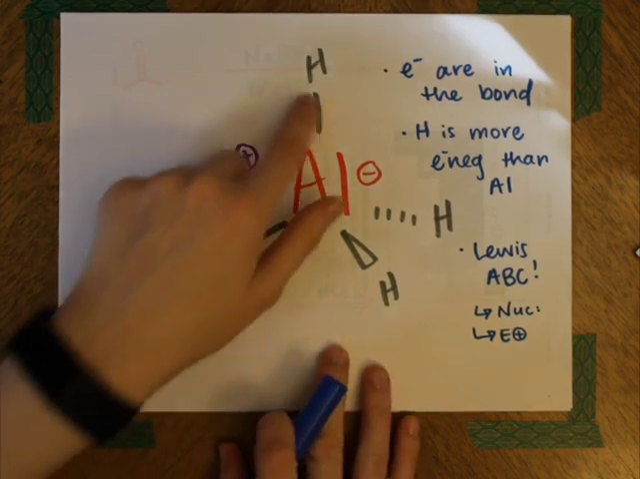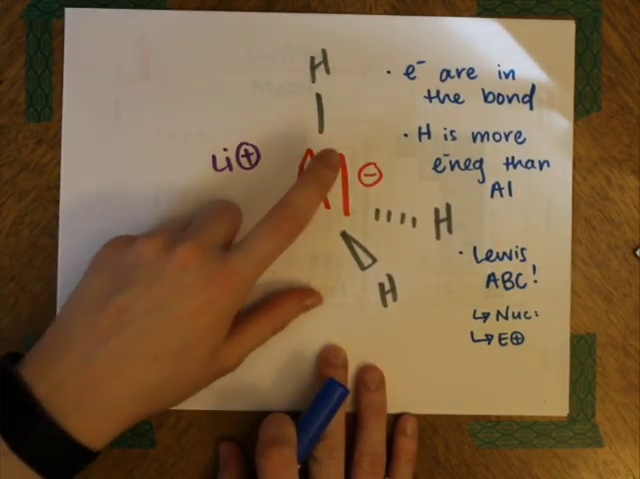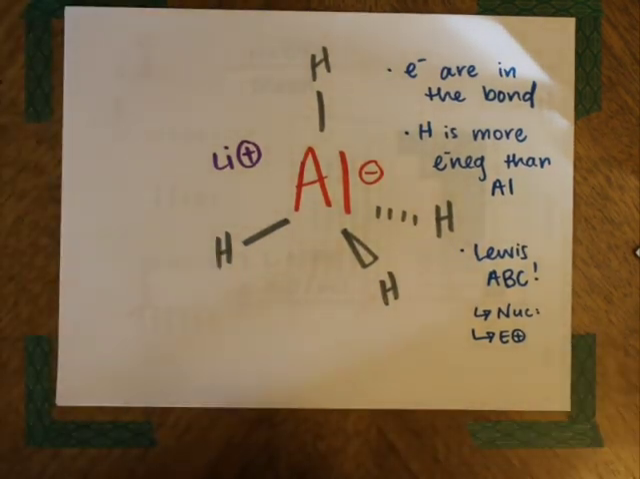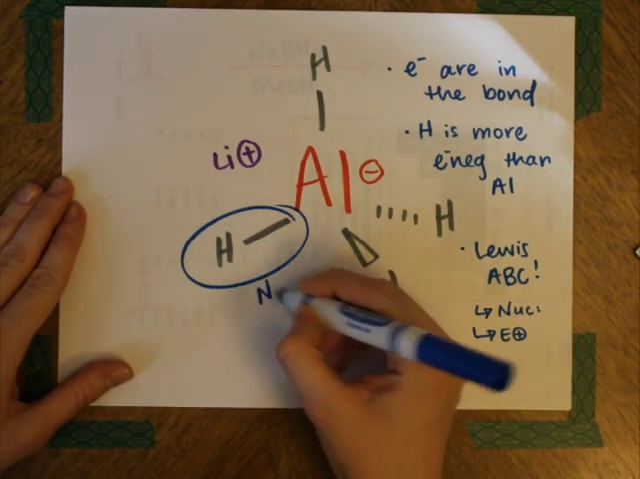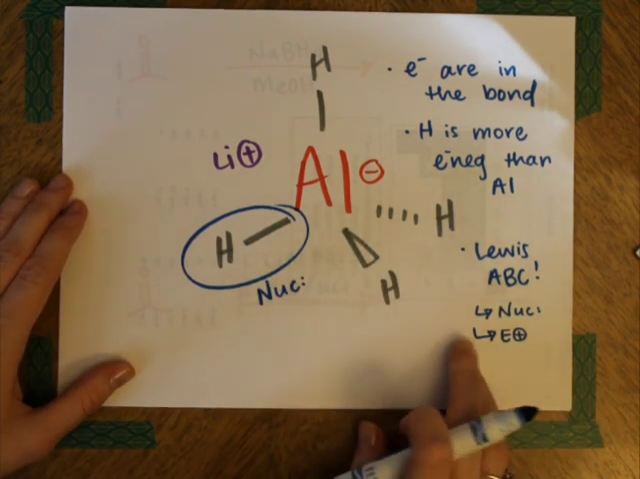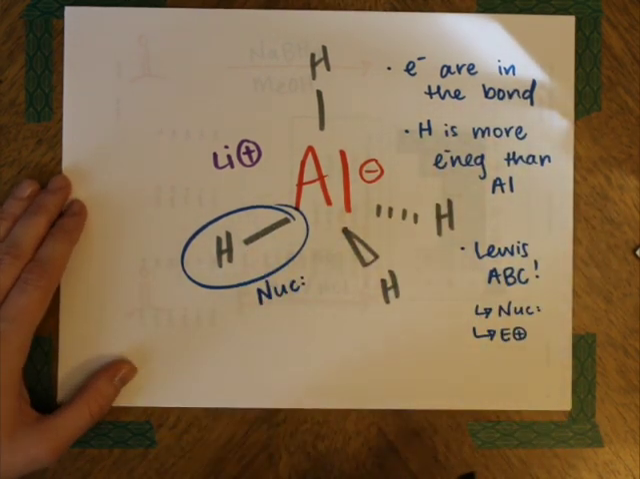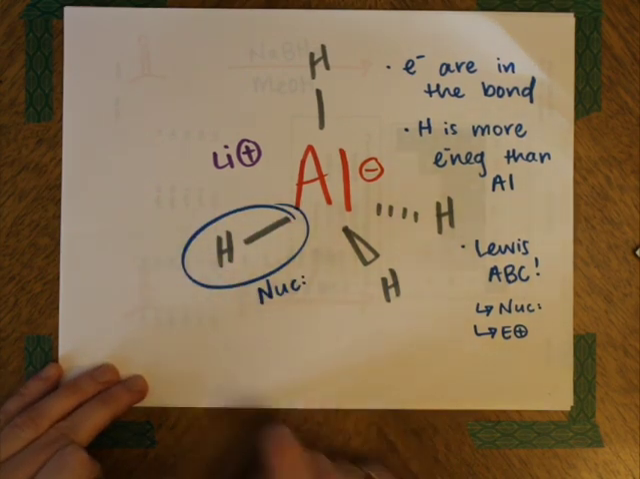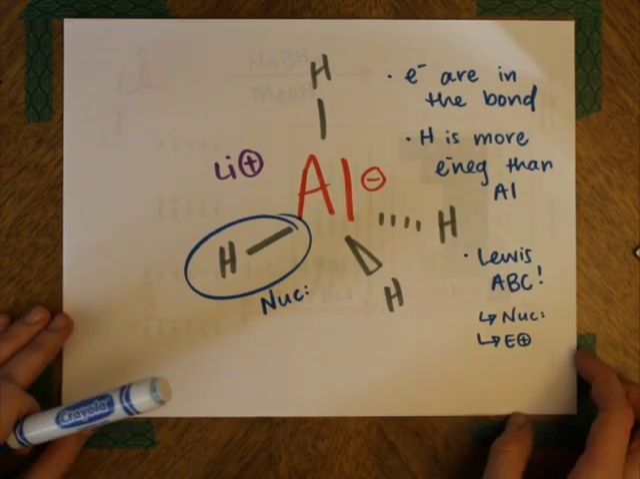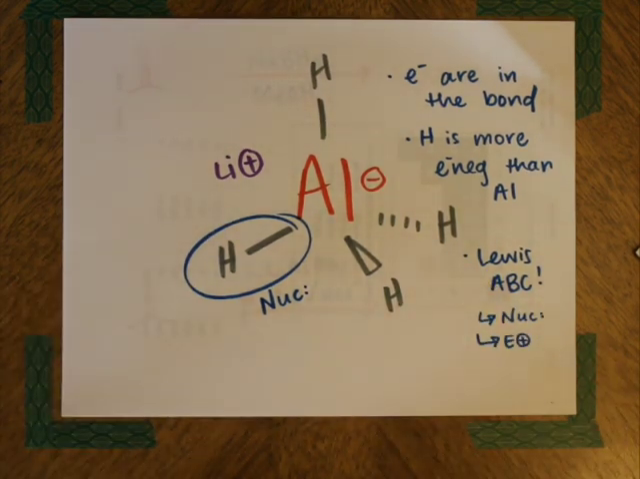And so now this guy, it's not a Lewis acid anymore, but this is our nucleophile that we're concerned with. The reason for that is the electrons are in the bond between aluminum and hydrogen, or boron and hydrogen. Hydrogen is more electronegative than aluminum, meaning the electrons belong to this hydrogen. So this mechanism is going to feature a lot of Lewis acid-base chemistry, and we're going to have to do a lot of thinking about what the nucleophile is and what the electrophile is.